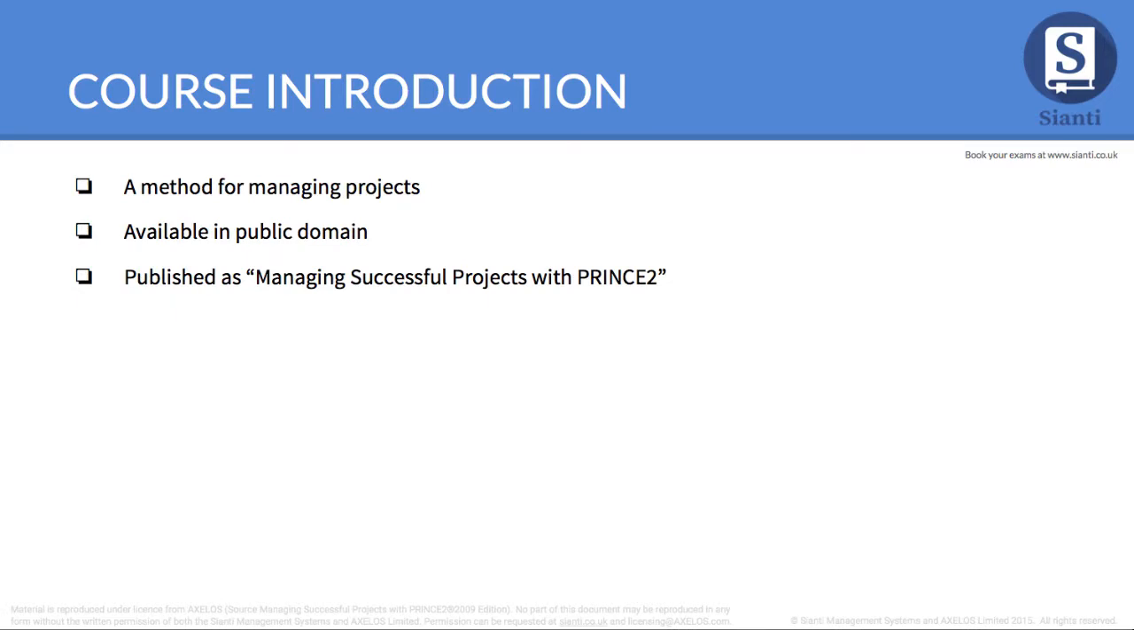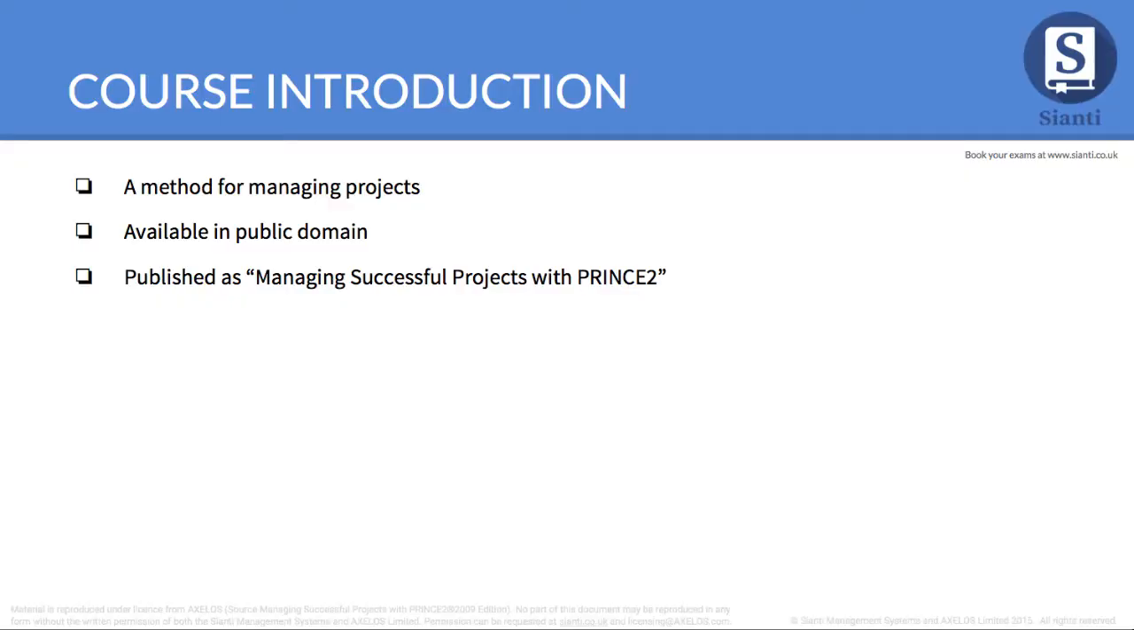So Prince2 is a method for managing projects. It is not a textbook on project management. There are plenty of those around. Prince is a method for managing projects. It omits certain technical details quite deliberately where these are widely available elsewhere. Otherwise the manual would just get too big.